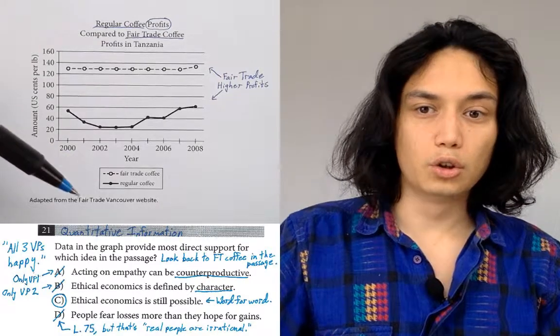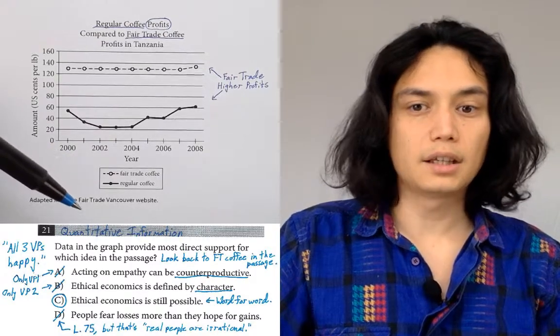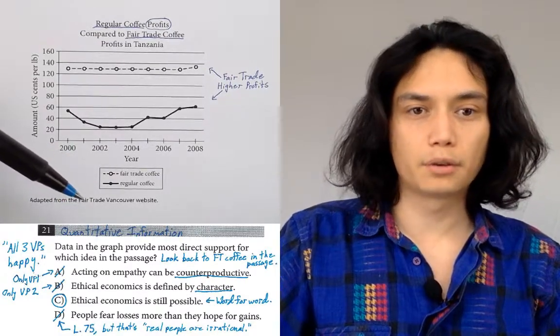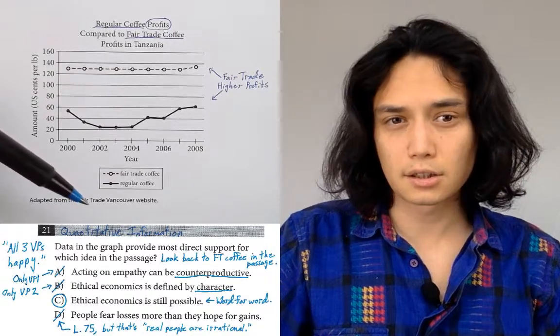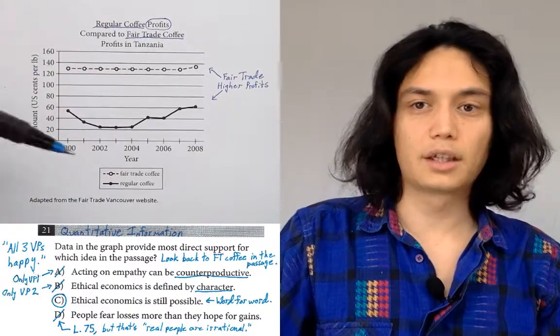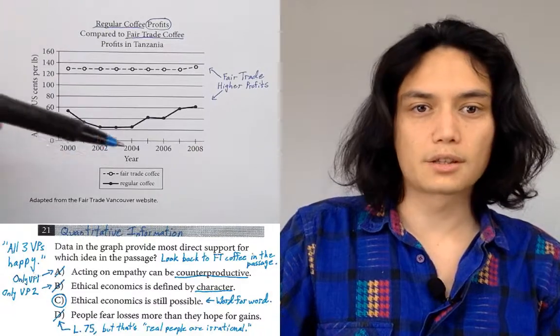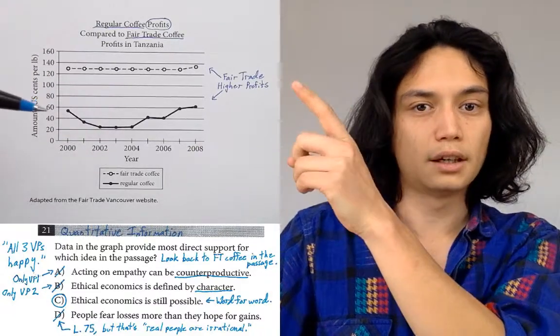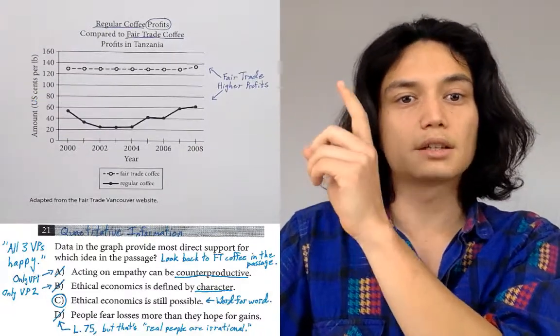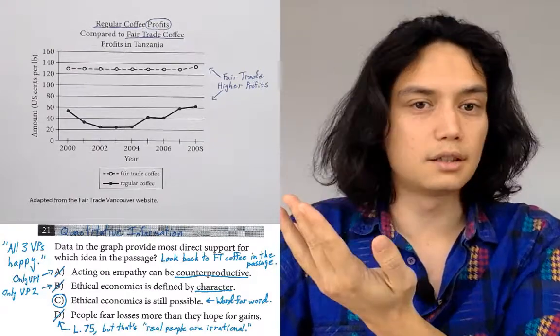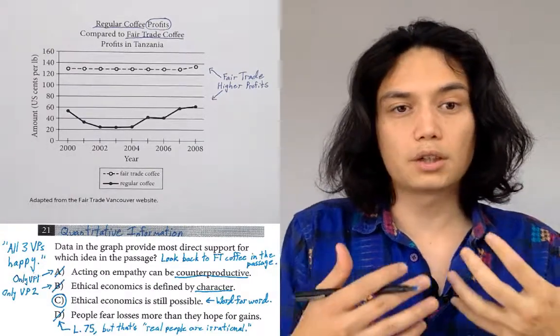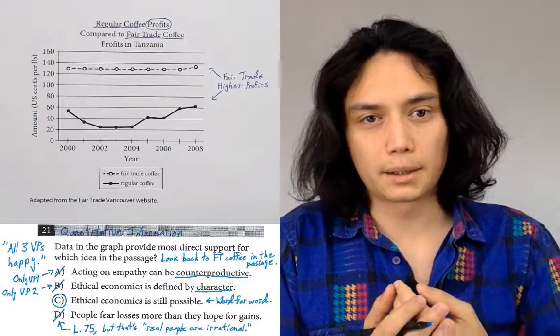But then, if you're looking down at this question and you're asked, the data in the graph provide most direct support for which idea in the passage, you really want to have a sense of, all right, what is the main story this graph is telling? And here the main story is that fair trade coffee generates higher profits, in Tanzania anyway, which is to say that fair trade coffee makes money.